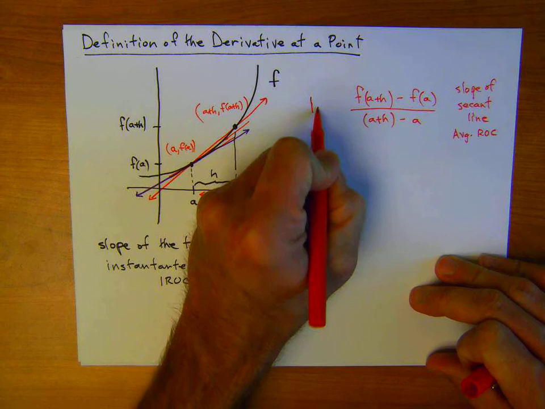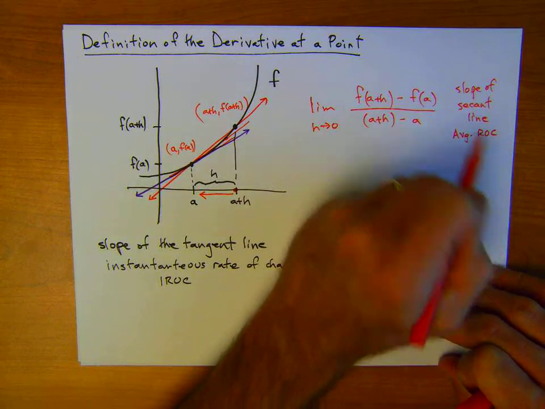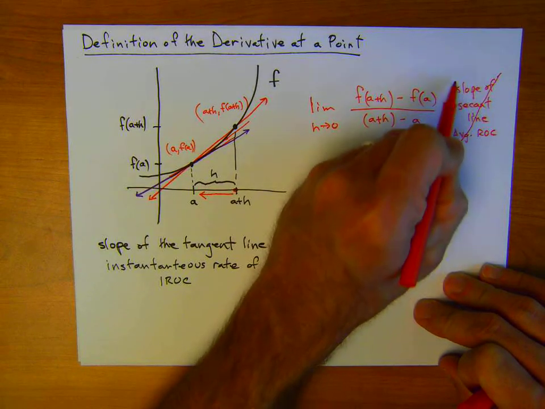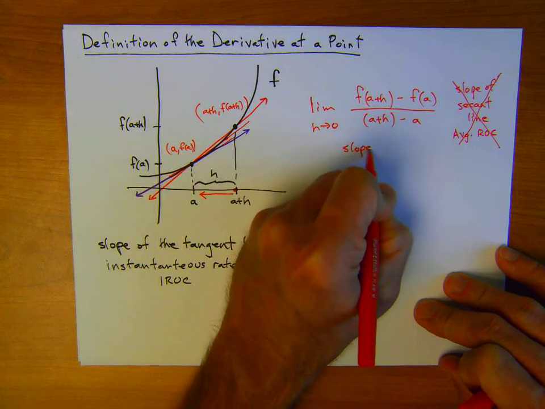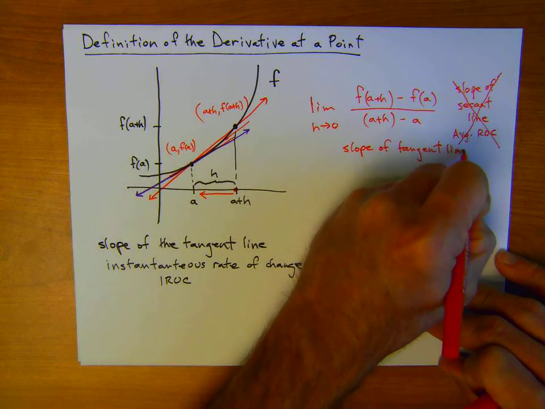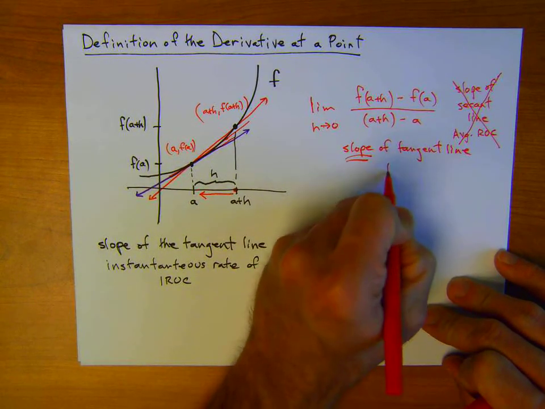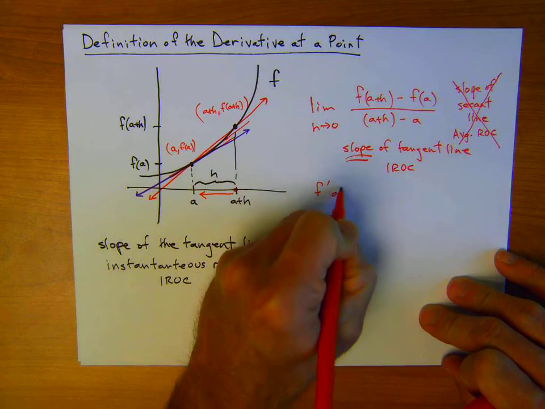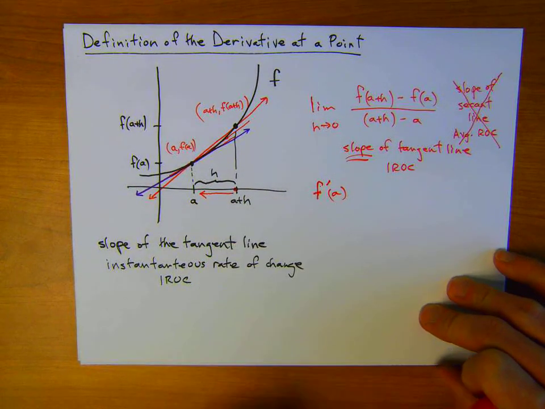That is the limit. If we take the limit as h goes to 0, we no longer have the slope of the secant line and the average rate of change, so that is no longer relevant. When we take the limit, that limit is the slope of the tangent line. Now, it's important to note this is the slope of the tangent line. It's not the tangent line. It only gives us the slope. Also, it's the instantaneous rate of change, and it's denoted as f prime of a. So this prime is the derivative. The way to read this is, the derivative of f at a.